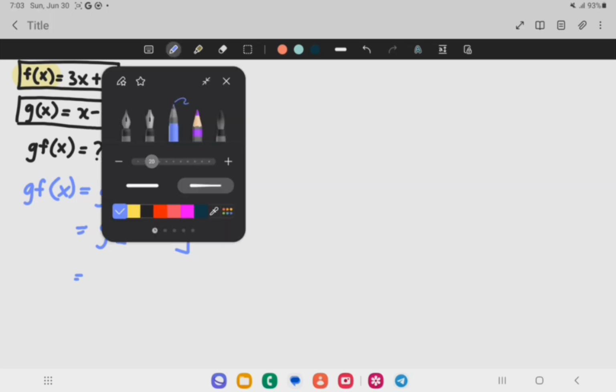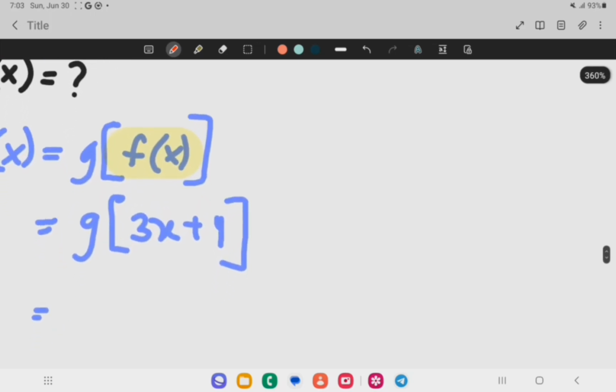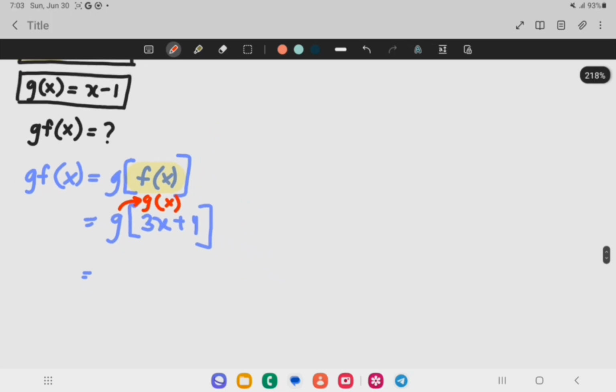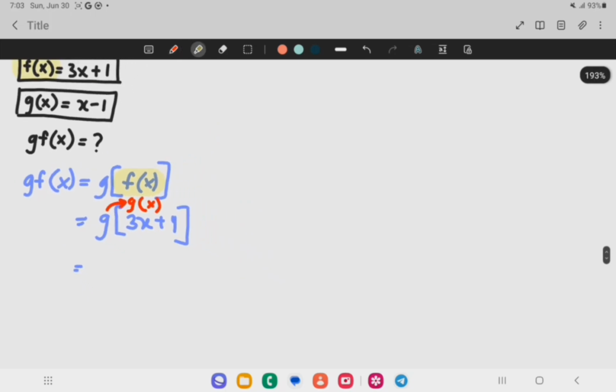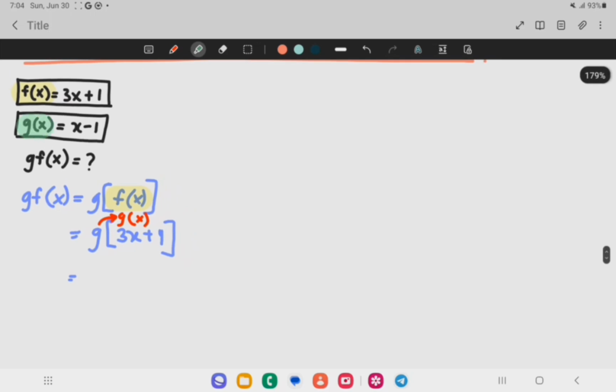This one I've already explained earlier in the previous video, but this is the concept that you have to understand. Anything inside the bracket actually represents g, and outside you're just going to follow this. So where is the g(x) function? You can find it over here. This is the g(x), right? What is the function of g(x)? The function of g(x) is x minus 1. Hope you guys can see that.